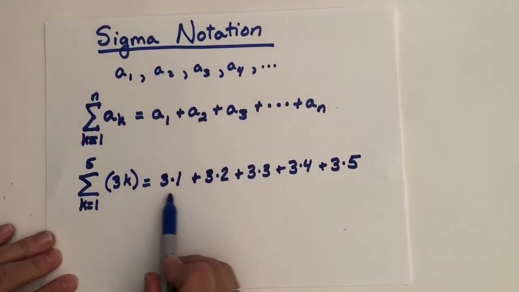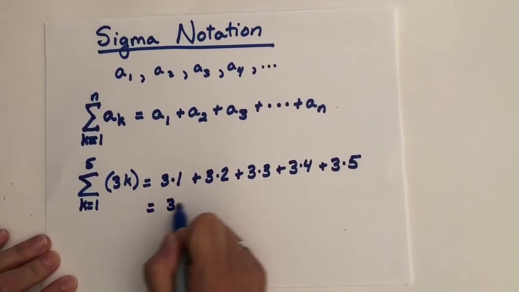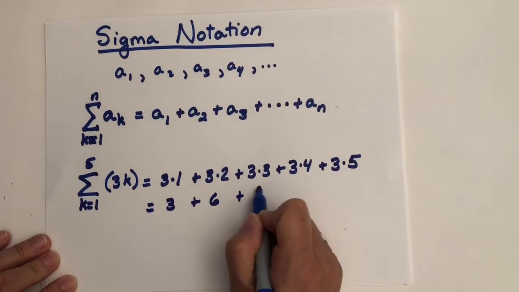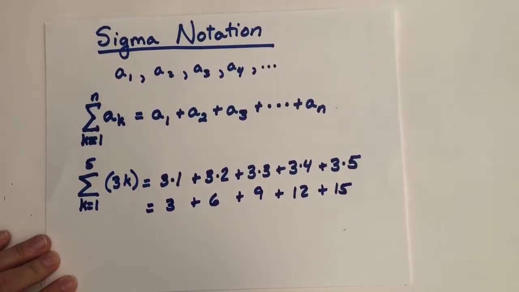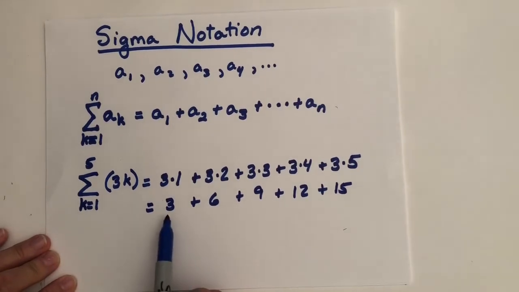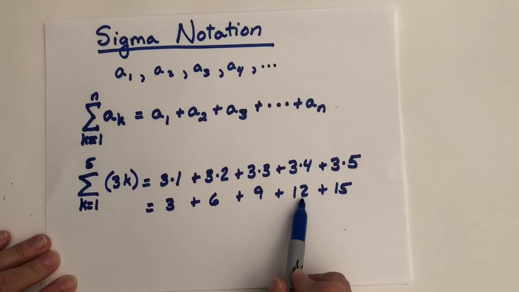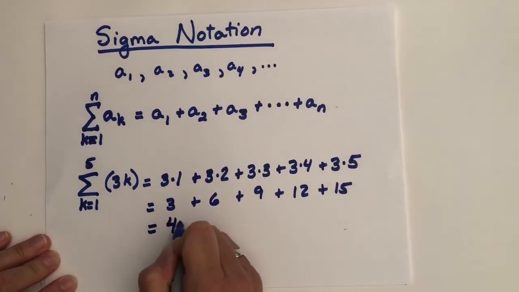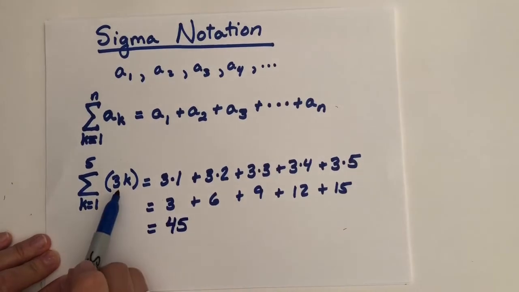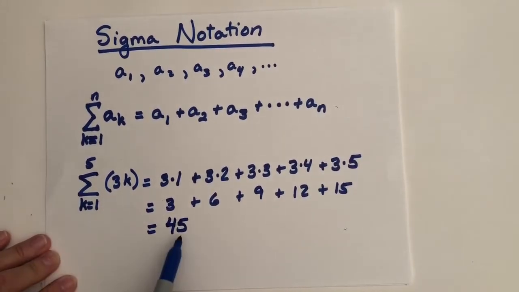And we can calculate the sum just by doing that arithmetic. So we have 3 plus 6 plus 9 plus 12 plus 15. And if we add these together, we have 9 plus another 9 is 18, plus 12 is 30, plus 15 is 45. So the sum of 3k from k equals 1 to 5 is 45. Let's do another summation.